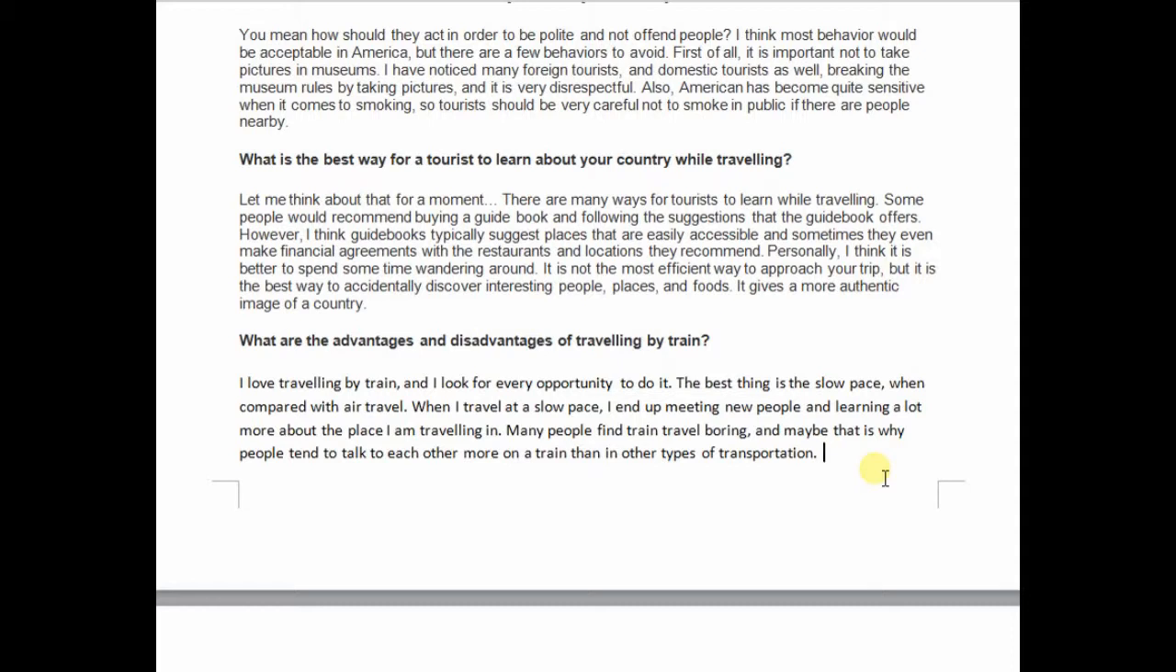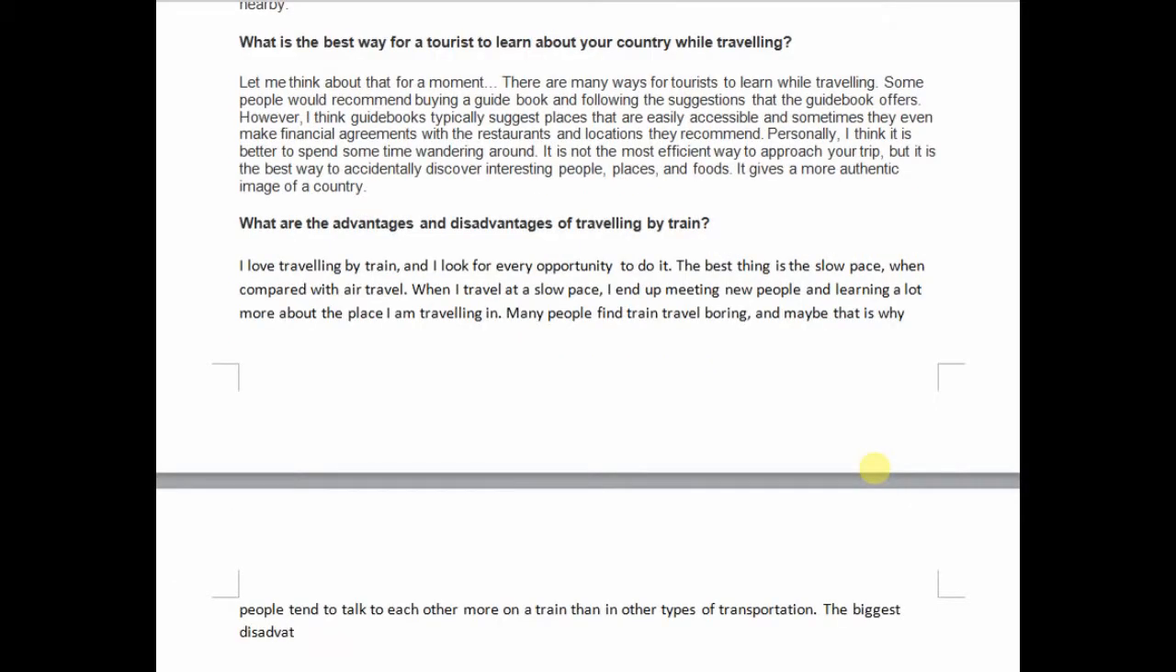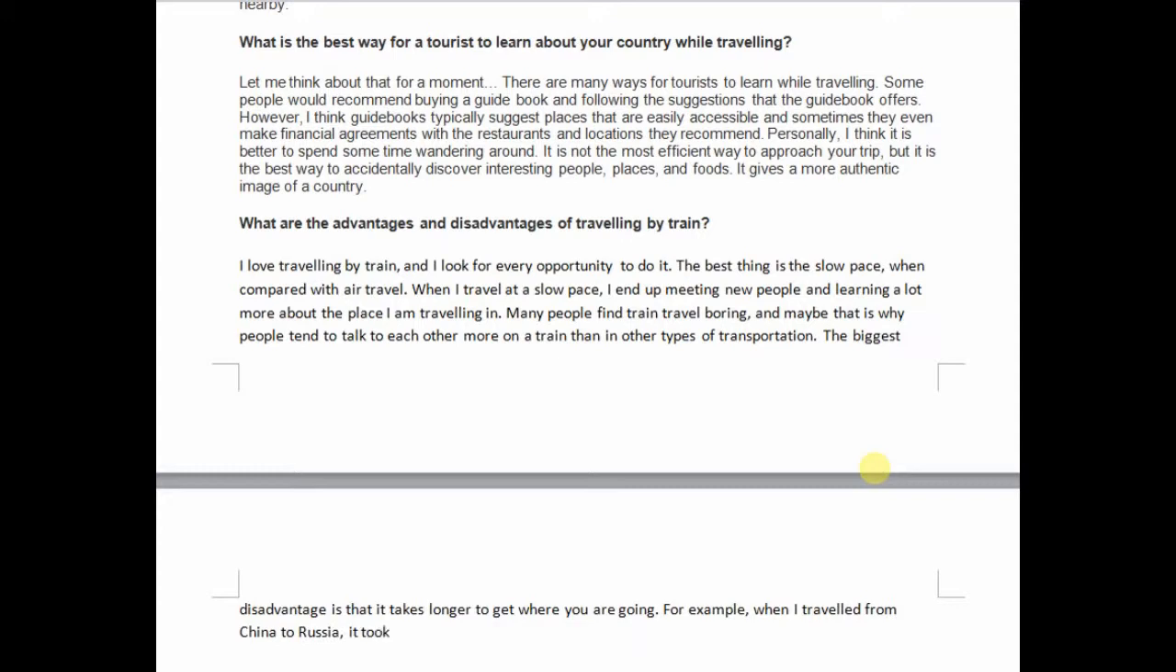But we need to say the disadvantages as well. The biggest disadvantage is that it takes longer to get where you are going. For example, let's use an example. When I traveled from, let's say, China to Russia, it took 5 days to get there. When traveling by plane would have taken just 12 hours.